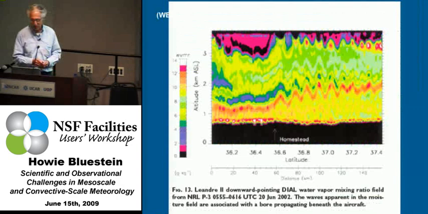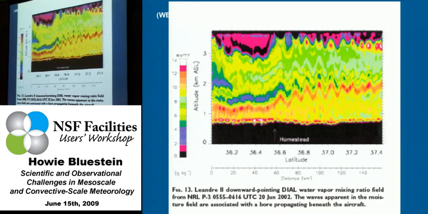This is LEANDRE, a downward-pointing differential absorption LIDAR, and you have the water vapor mixing ratio, and I believe you can see evidence of gravity waves along the top of this boundary. So you can make visible to the eye the spatial variations in water vapor using this technique.